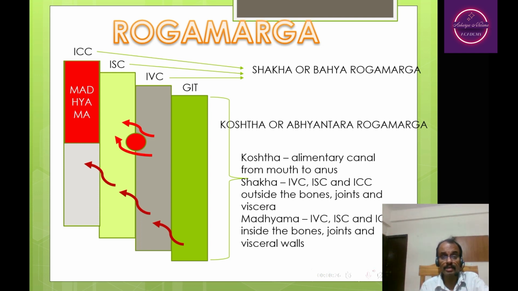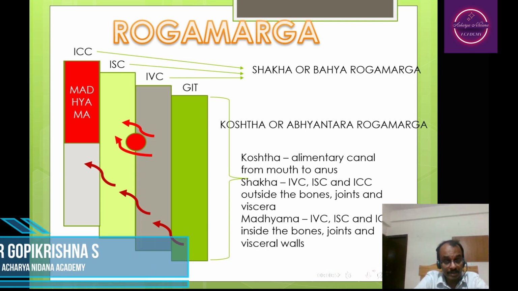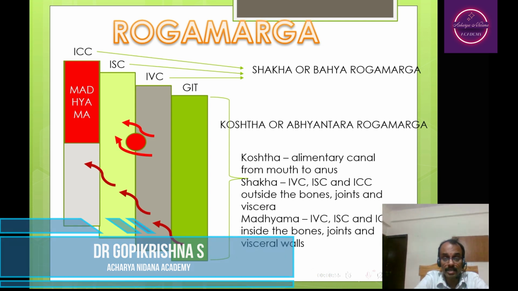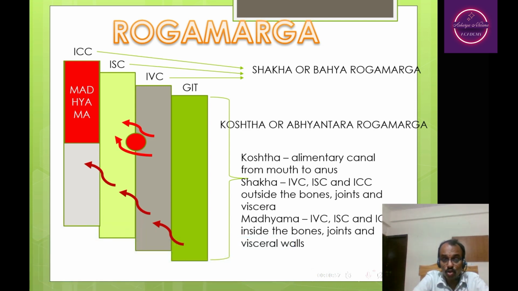Abhyantara Rogamarga is nothing but alimentary canal, the extent of that from mouth to anus, and Shakha Rogamarga is intravascular compartment, interstitial compartment, and intracellular compartment, and viscera and marma from outside the bones, joints and marma or viscera. They are being considered to be Shakha Rogamarga or Bahya Rogamarga. And intravascular compartment, interstitial compartment, and intracellular compartment inside the bones, joints, and viscera and marma, they are being considered to be Madhyama Rogamarga.